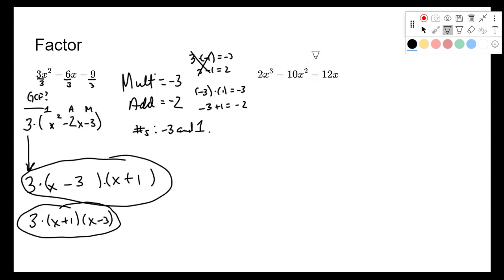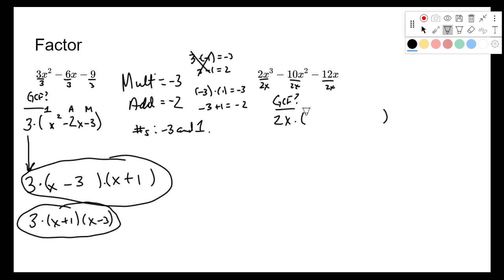Let's try this last one over here: 2x cubed minus 10x squared minus 12x. Let's look for a GCF and see if we can find one. Well, 2 goes into 2, 10, and 12, so we can take that out. This has 3 powers of x, 2 powers of x, 1 power of x. I can take the smallest, so I can take x out of there. And now I'm going to write what's left. Let's divide them all by 2x and see what we get.